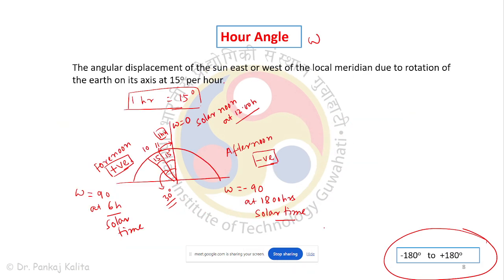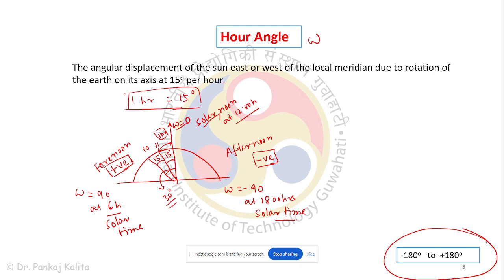Now the hour angle. We know that the earth is also rotating on its own axis, due to which the placement of the sun across the sky changes throughout the day. So to incorporate that, the hour angle parameter has been defined. In 1 hour the angle is 15 degrees, the angular displacement of the sun east or west of the local meridian. It is calculated from solar noon.